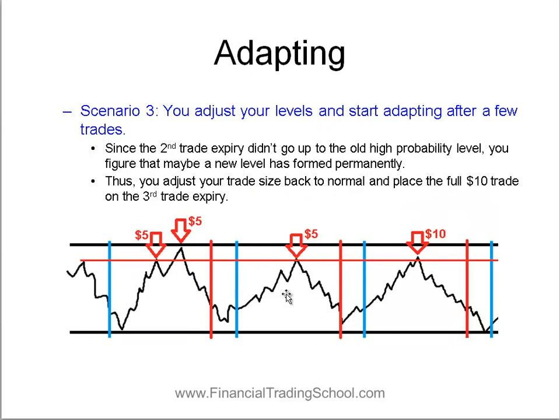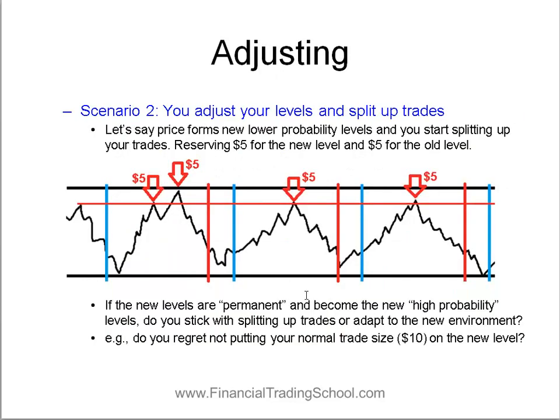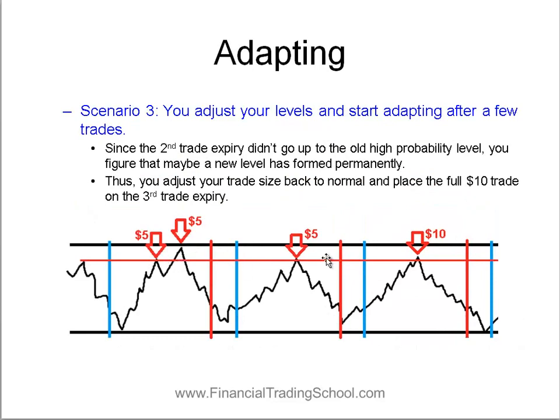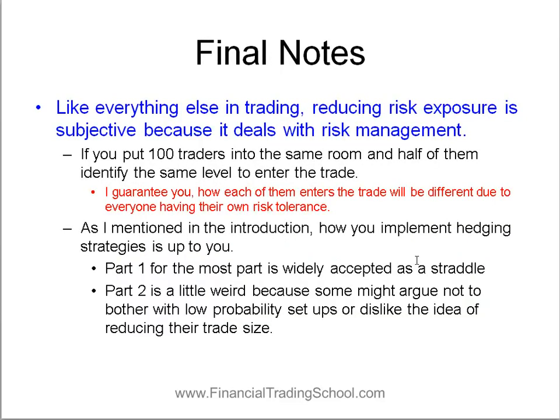Since the second trade expiry didn't go up to the old high probability level, you figure that maybe a new level has formed permanently. Thus, you adjust your trade size back to normal and place the full $10 trade on the third trade expiry. So previously, flipping back to the previous slide, you had 5, 5, 5, 5. In the third scenario, you have 5, 5, 5, and then you adjust and adapt to the last expiry and you place $10, going back to your normal trade amount for the new level, because this is now your new high probability level. So that concludes the three scenarios.